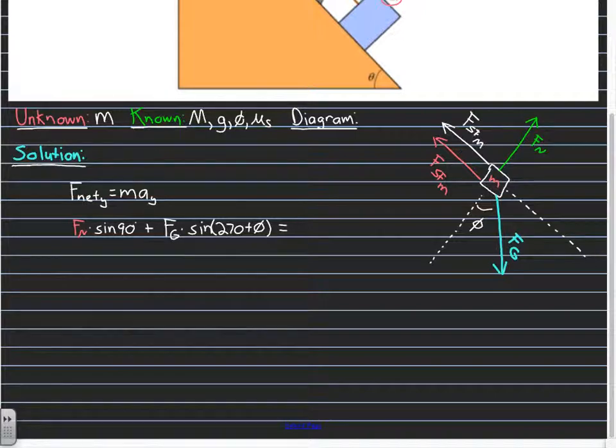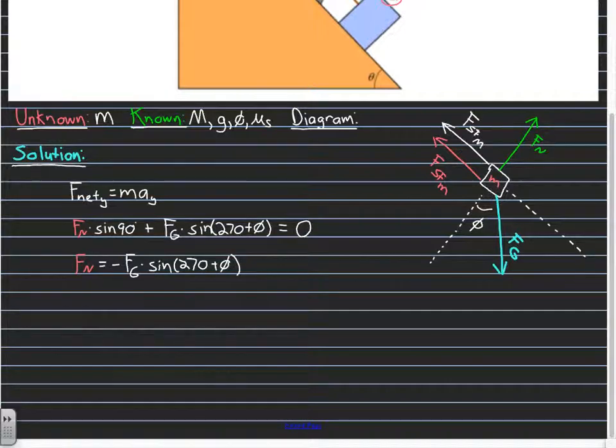And all of that is going to equal the mass times the acceleration vertically. But if you look at the block, of course, it's not going to accelerate up or down in the y direction, the new y direction, the one that has been tipped. So from here, we can simplify. The normal force times the sine of 90. What's the sine of 90? It's equal to 1. So we have the normal force plus the force of gravity times the sine of theta. So we can move the force of gravity to the other side, giving negative force of gravity times the sine of 270 plus theta.